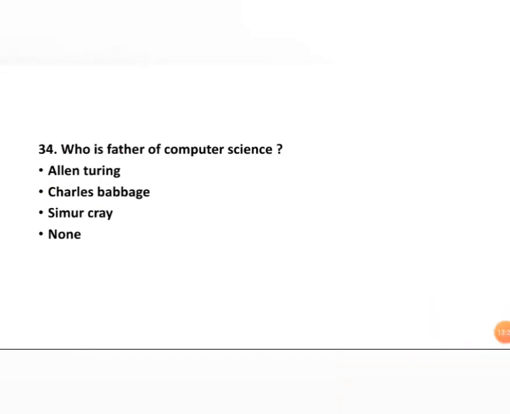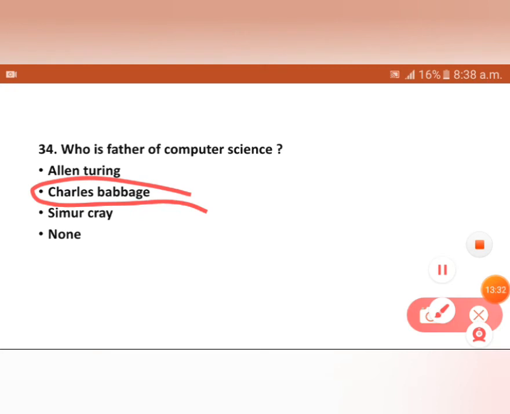One more question. Question number 34 is, who is the father of computer science? Alan Turing, Charles Babbage, Seymour Cray, and none. The correct option is option number B, Charles Babbage.